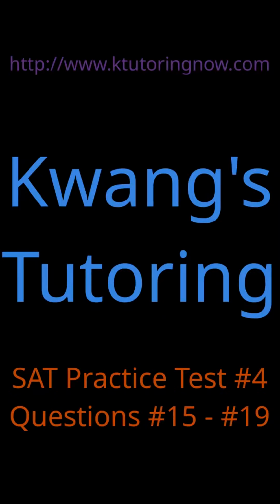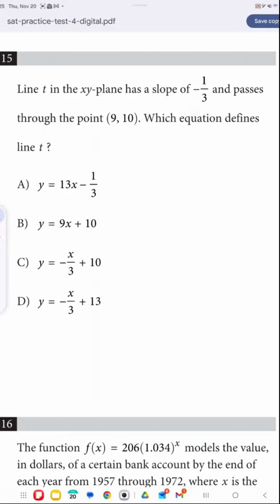Let's get started with question 15. Which equation defines the line T? So first, let's remember that the equation of a line is y equals mx plus b. Here we know our m because m is the slope, and that's negative 1/3. Now we just need to find b.